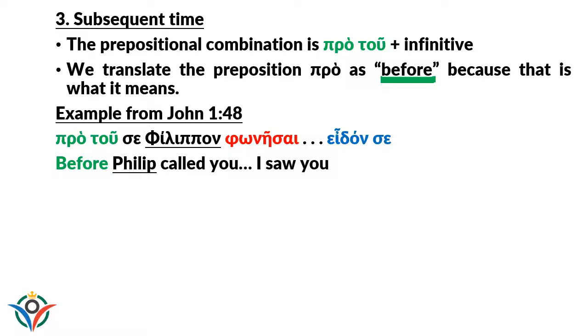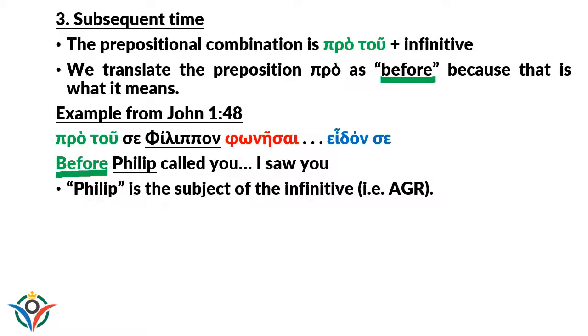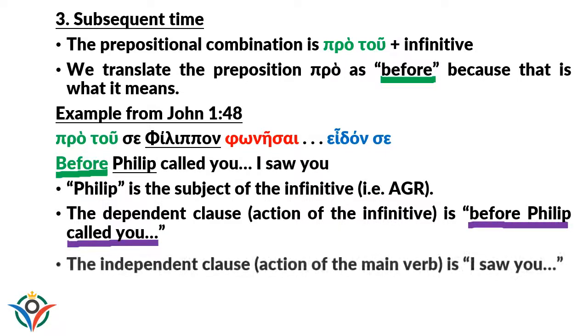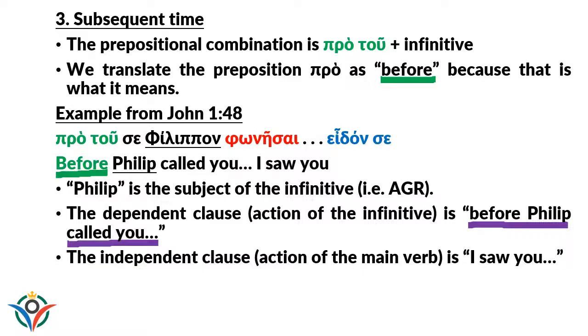Before Philip called you, I saw you. So you can see there that we've translated the prepositional combination pro tu as before. Philip is the subject of the infinitive, the accusative of general reference, because it is in the accusative case. The dependent clause, the action of the infinitive in this sentence, is before Philip called you. And the independent clause, the action of the main verb, is I saw you.